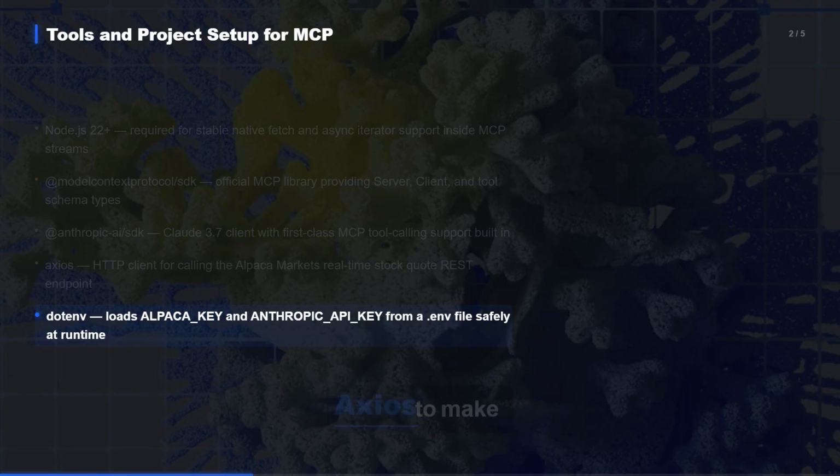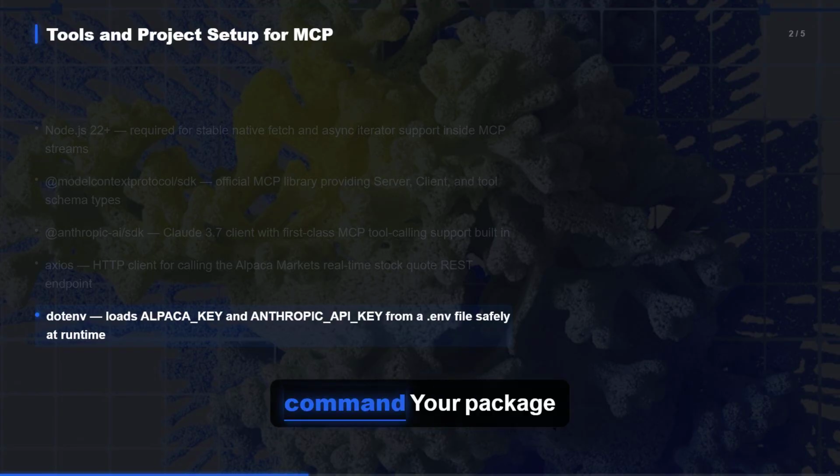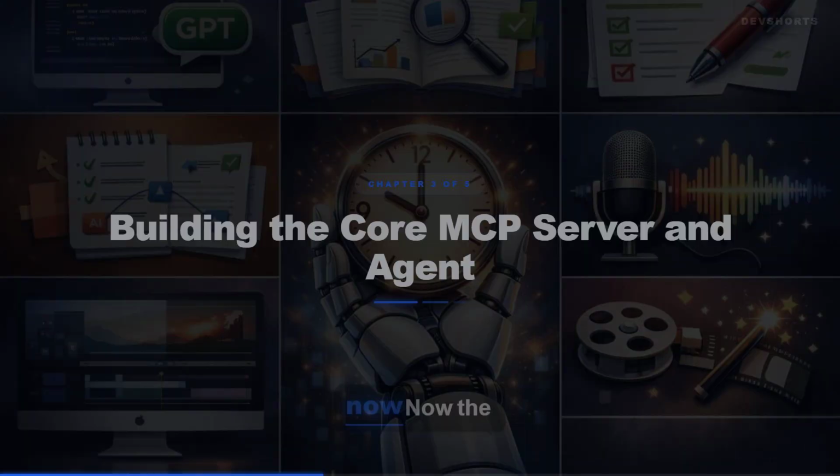You will also need Axios to make the financial data request to the Alpaca Markets API, which offers a free tier with real-time quotes. Finally, install .env so you can keep your API keys out of source code. Create a fresh directory called MCP stock agent, run npm init -y, then install all 4 packages in one command. Your package.json should target ES modules, so add type module to it right now.